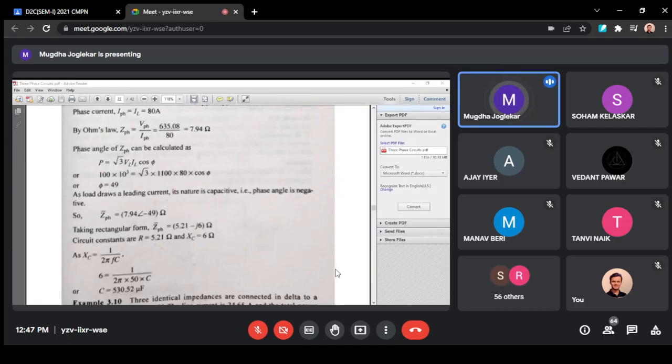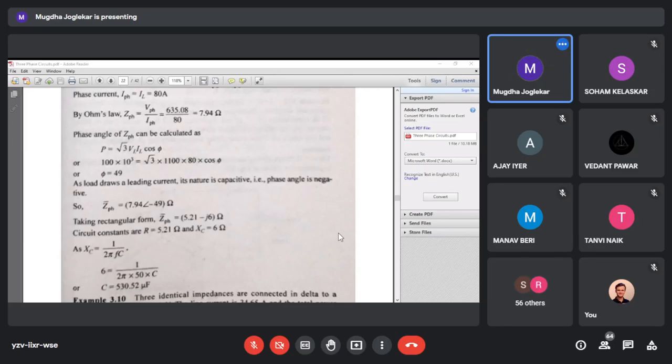For multiplication, angle will get added, and for division, angle will get subtracted. The numerator's angle, from that you have to subtract the denominator's angle. Magnitude will be multiplied whenever multiplication is there, and divided whenever division is there. Whenever addition and subtraction, at that time you're going to take value of impedance in terms of rectangular form. Is that clear, Anurag? Yes. Anything else? Have a doubt?